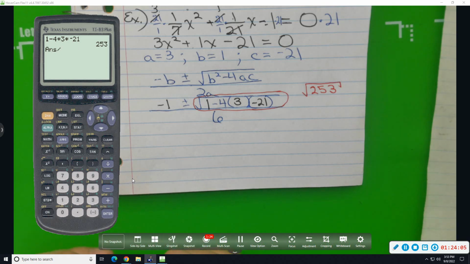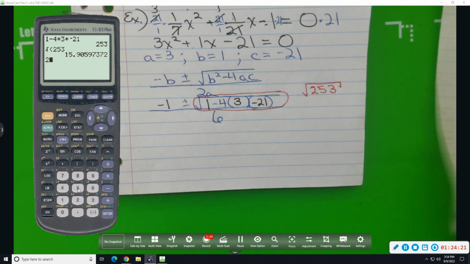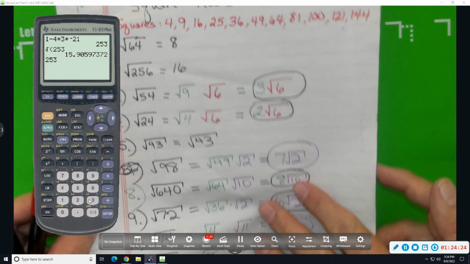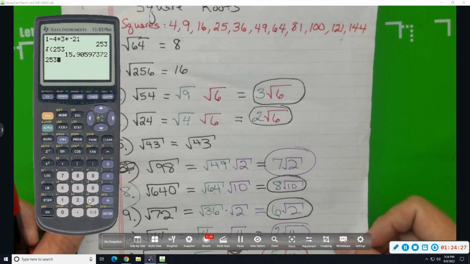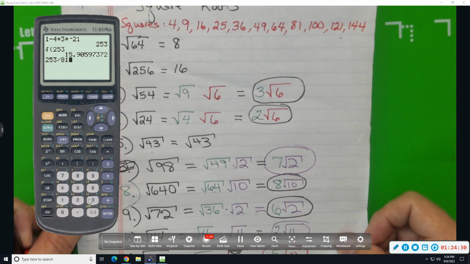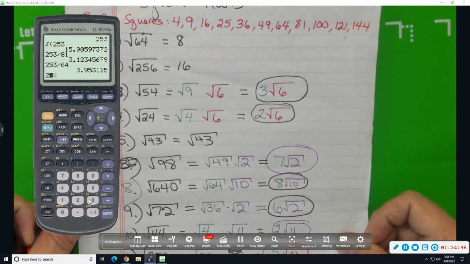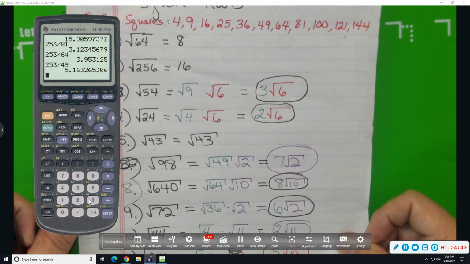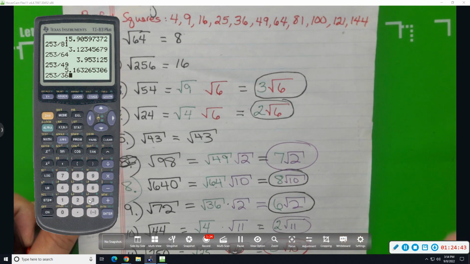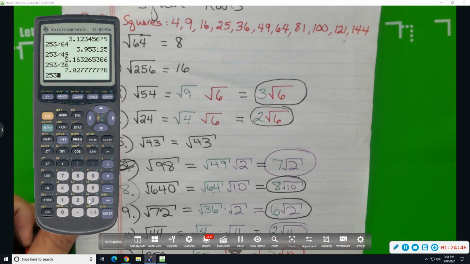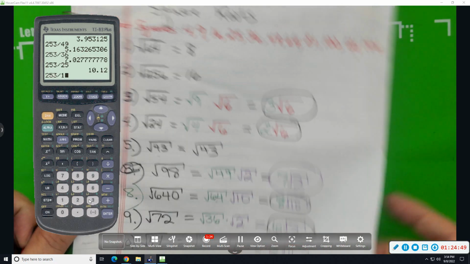Show them it's not a perfect square, Tony. Square root of 253. Oh gosh, so let's see. What about some of these perfect squares? Not 100, divided by 81. No. 253. What about 64? No. 49? No. Y'all can play around if you're uncertain, but I'll tell you right now, the square root of 253 can't be reduced.